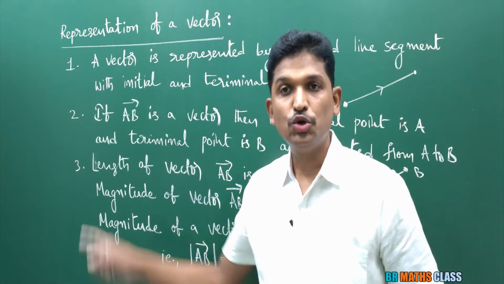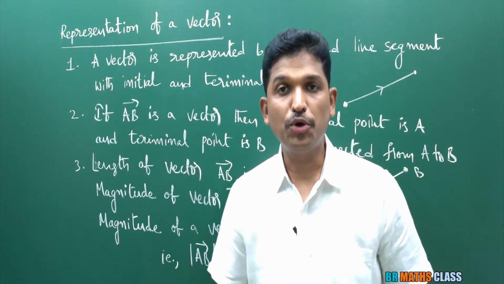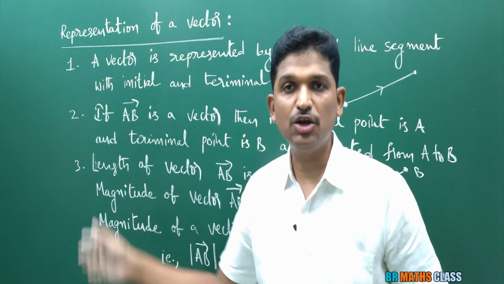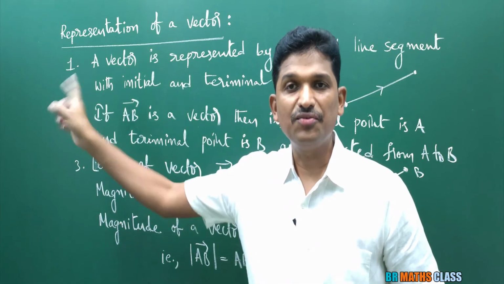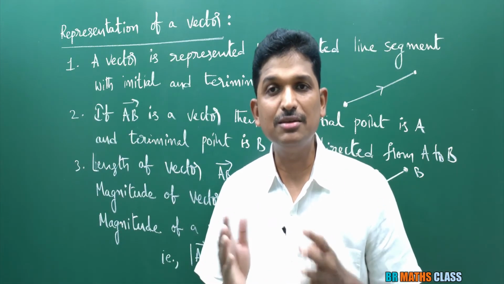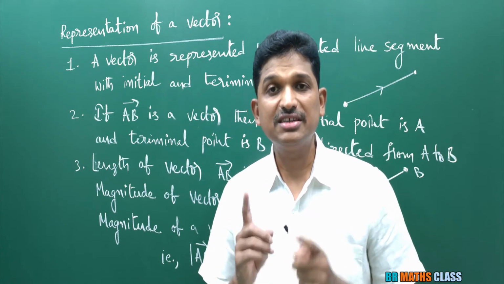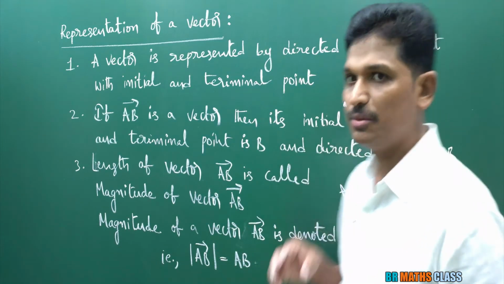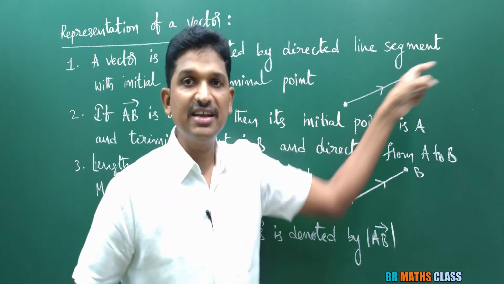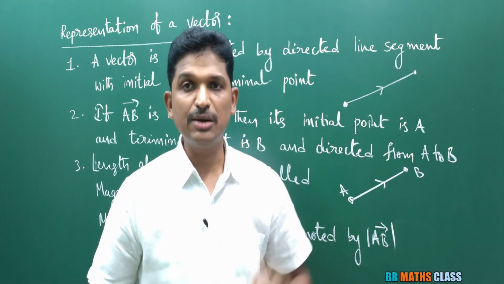So here total 3 points you learned. One more point is there. Before that, I quickly recall these 3 points. What is the first point? How we represent vector mathematically? Vector is represented by a directed line segment. You see here, it is a directed line segment with initial point and terminal point.